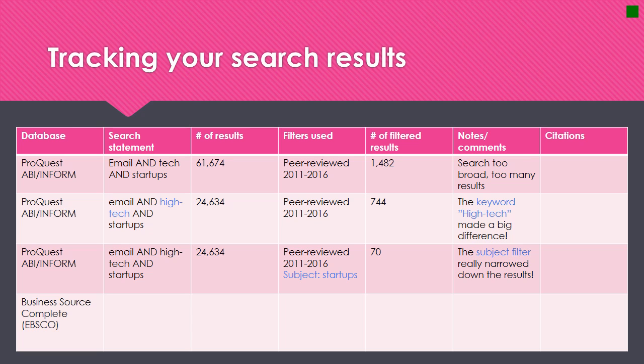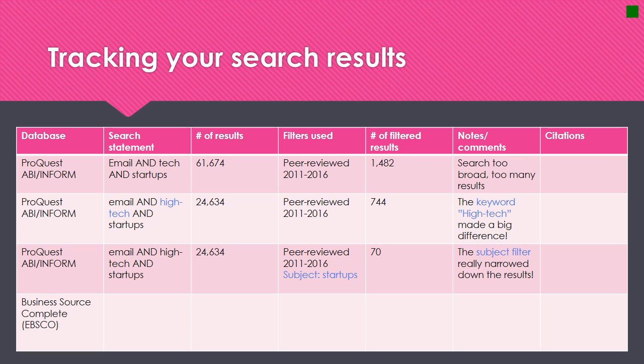Here's what your research journal might look like. As you can see, I experimented with both keywords and filters, and the changes I made, which are shown here in blue, make my results get narrower and narrower. I also differentiate between the number of results in the third column with the number of filtered results in the fifth column. The filtered results are hopefully more relevant than the unfiltered ones. Keep space for comments and citations that you might want to use in your project.